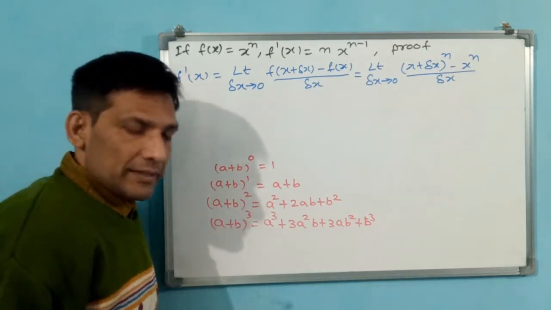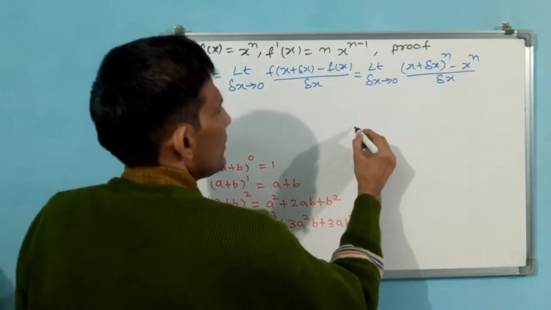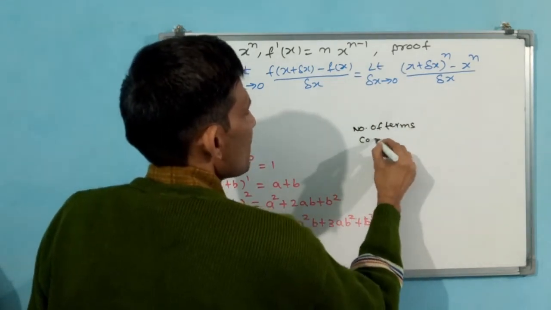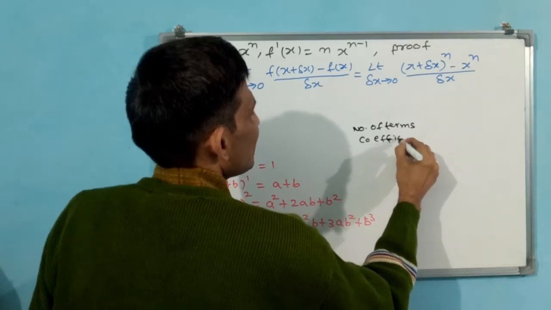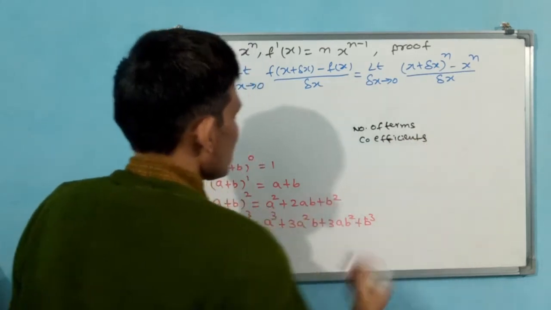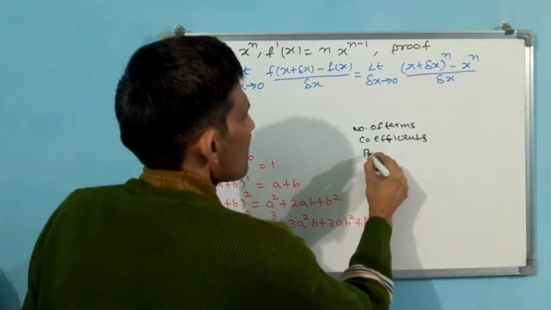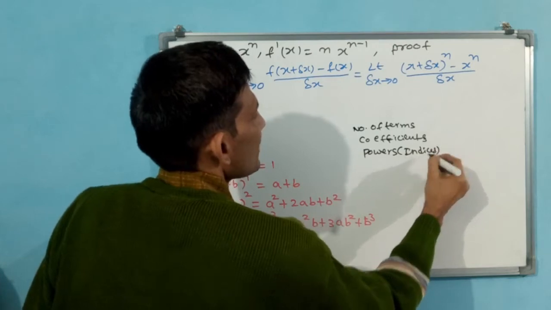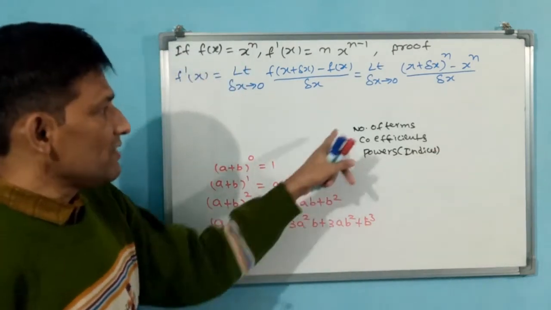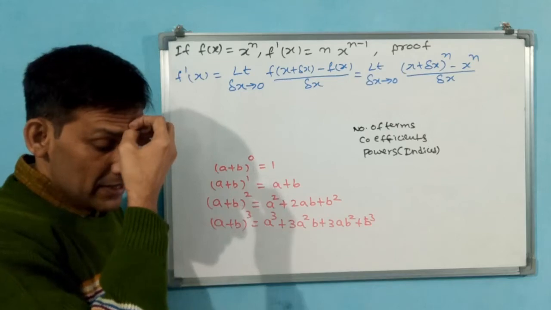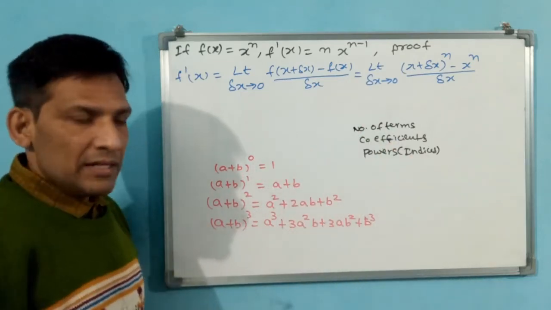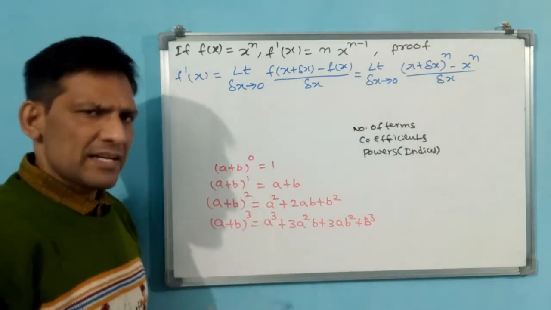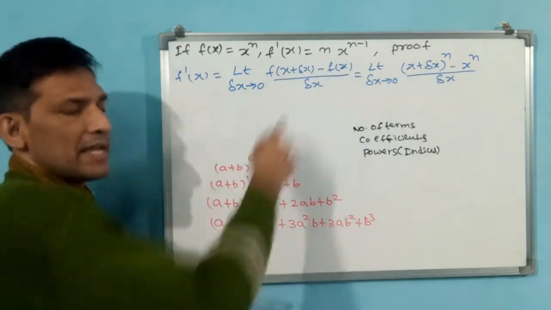I am writing some terms here. Number of terms, coefficients, powers or indices. Powers are indices; indexes we don't call indices, powers are indices. These three words you observe carefully here. Why? Because rather than going full binomial, let us understand this, then we will write directly this expansion. Then we can cancel out and we will get this answer.